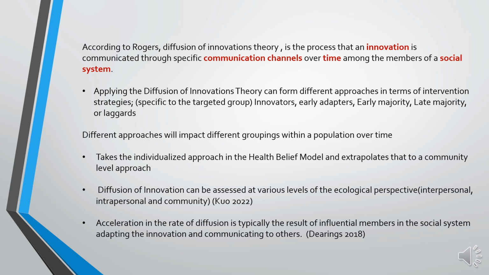It takes the individualized approach in the health belief model and then extrapolates that to a community level approach. Diffusion of innovation can be assessed at various levels of the ecological perspective. Acceleration in the rate of diffusion is typically the result of influential members in the social system adopting the innovation and communicating that message to others.